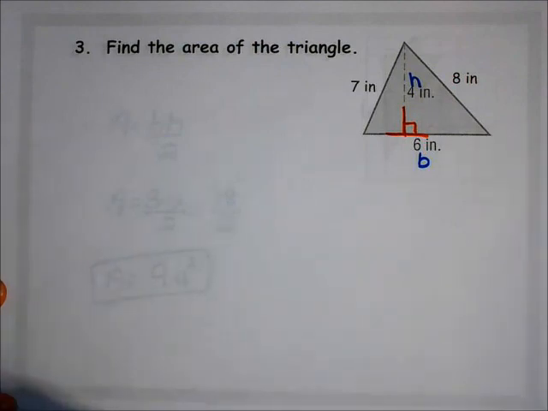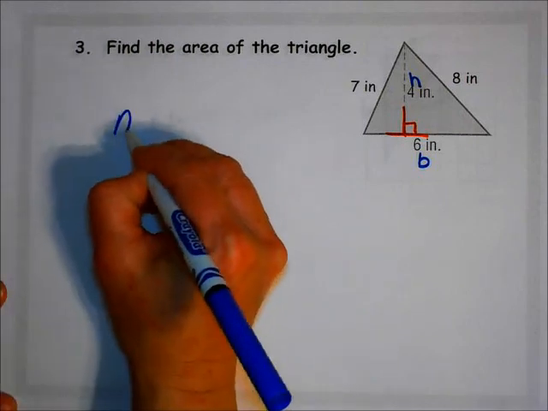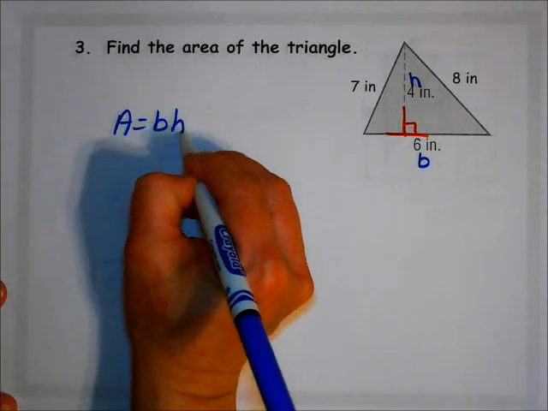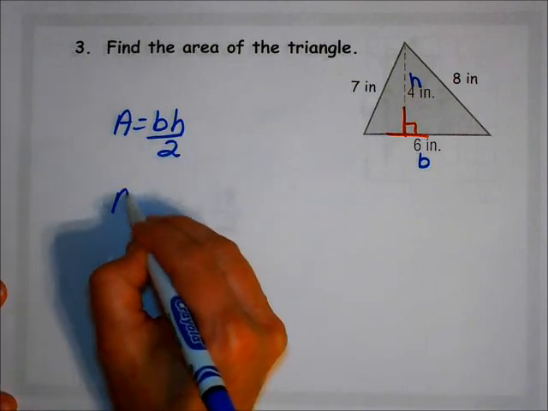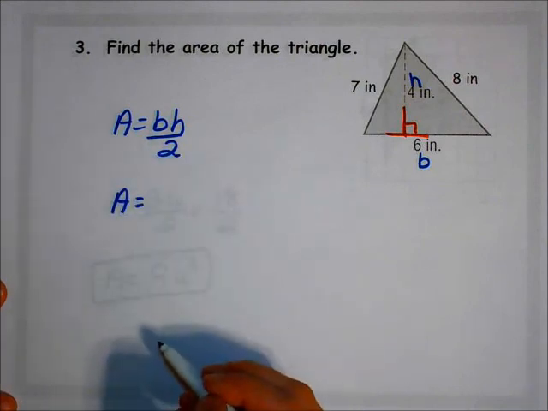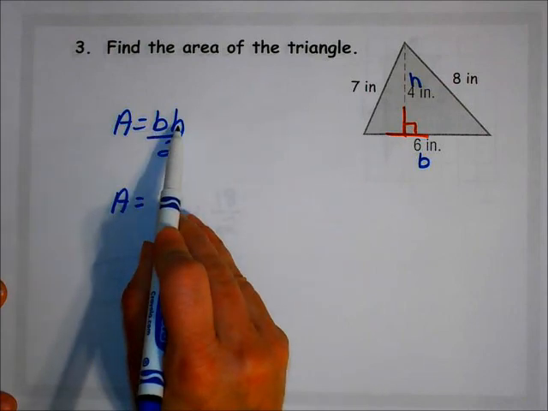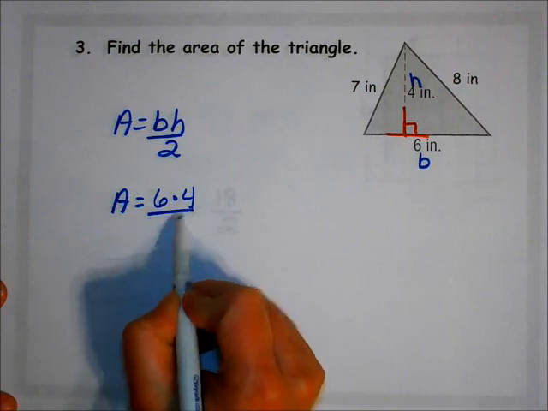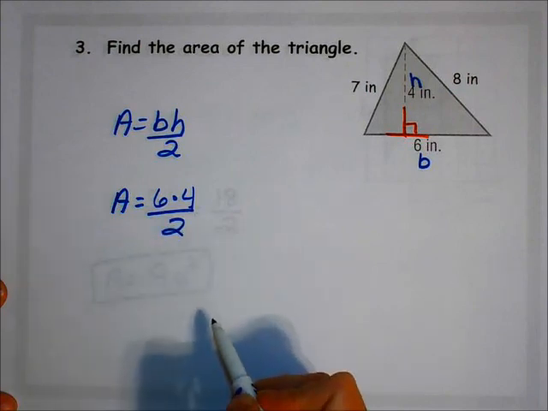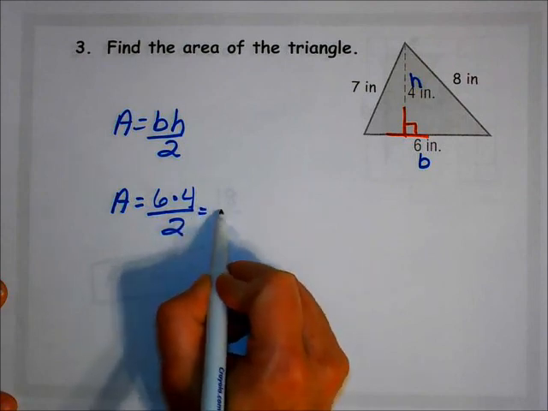So what is our formula we're going to use to find the area of a triangle? You're correct. Base times height divided by 2. Next I'm going to plug in my numbers. Instead of saying base times height, I'm going to say 6 times 4. Don't forget to divide by 2. That's the most common mistake people make, is forget to divide by 2.